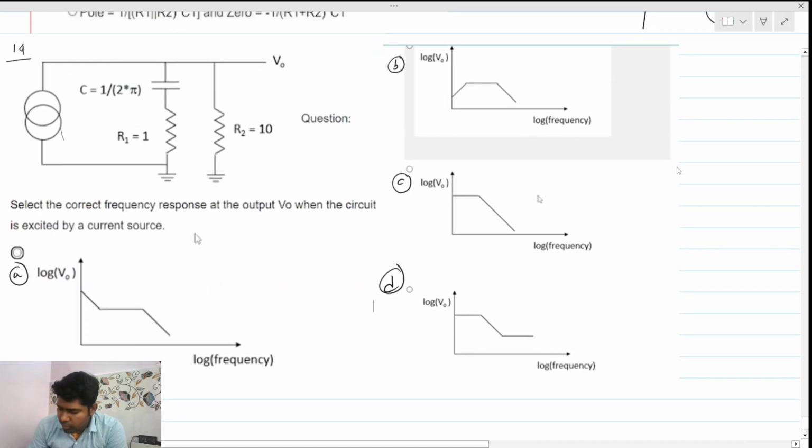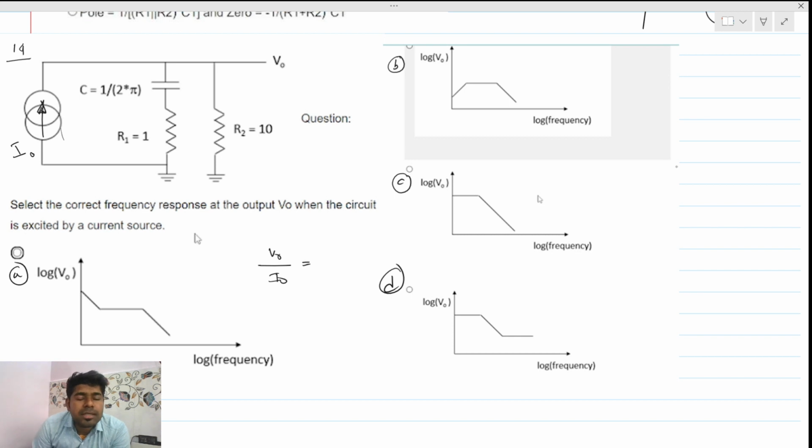So today we will solve this problem. Read the question first. Select the correct frequency response at the output V0 when the circuit is excited by a current source. So this is a current source, let's say I. Here we have output as voltage and input as current, let's say I0.